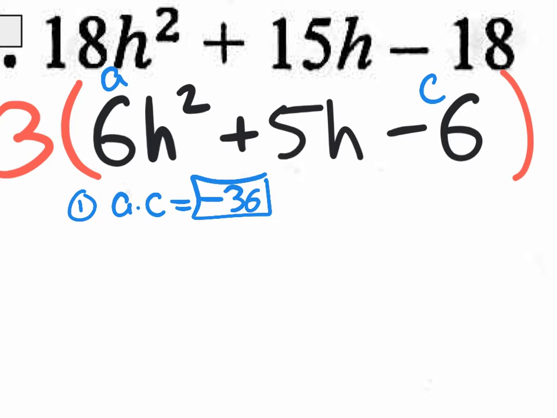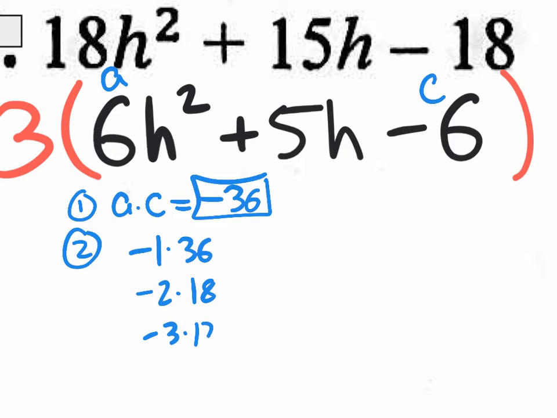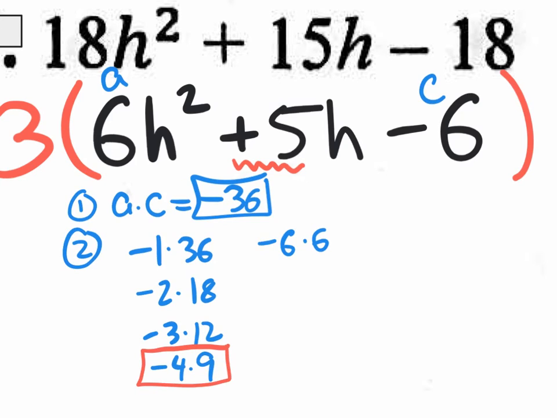Think of the multiples. Step 2, think of the multiples of negative 36. Negative 1 times 36, negative 2 times 18, negative 3 times 12, negative 4 times 9, and negative 6 times 6. And when we think of which pair of numbers combines together to give us the middle value, in this case of 5, that will be negative 4 and 9. Negative 4 plus 9 is positive 5.